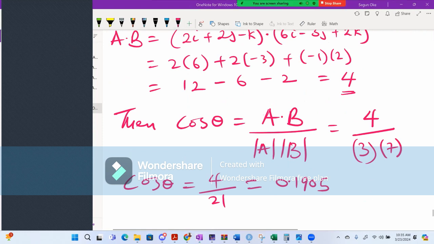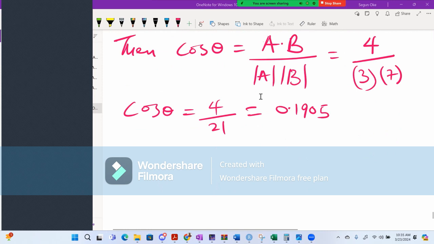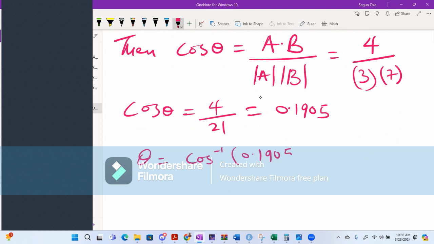Zero point 1905. But that's not what we were asked to do. They said we should find the angle. We only have cos theta. If you want to find the angle, theta will be arc cos of your value. If you have your calculator, punch it, and the answer will be approximately 79 degrees.